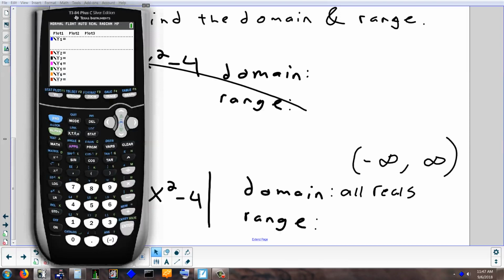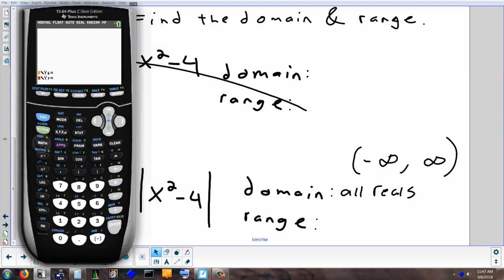So to type in absolute value, you go to math, number, and it's the first option. ABS stands for absolute value, at least in math it does. Okay. On my calculator, I get the two bars. So now I just type in x squared minus, make sure you use the minus, that's the gray button on the right, or it's gray on mine. Don't use the negative symbol below the three.